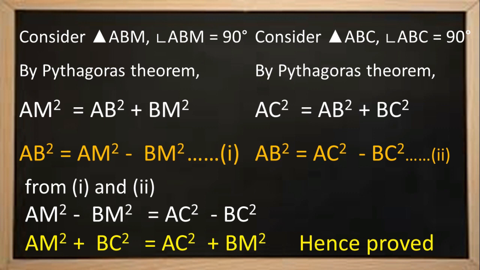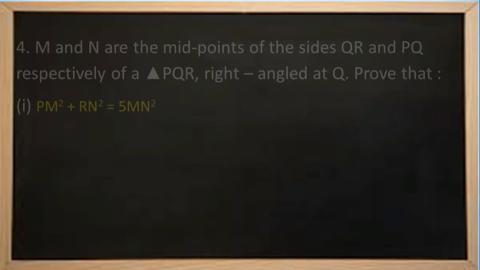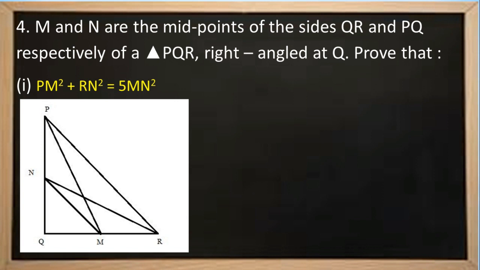Question number 4. M and N are the midpoints of the sides QR and PQ respectively of triangle PQR right angled at Q. Prove that. There are 4 sub-questions, children. First one, PM square plus RN square is equal to 5 MN square.